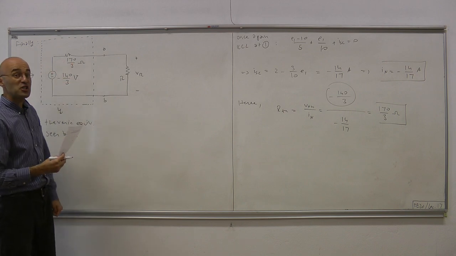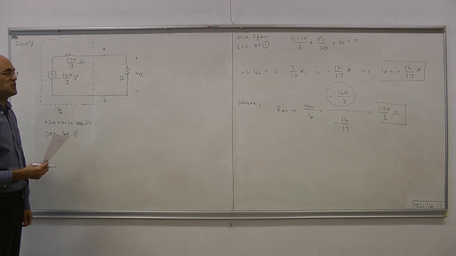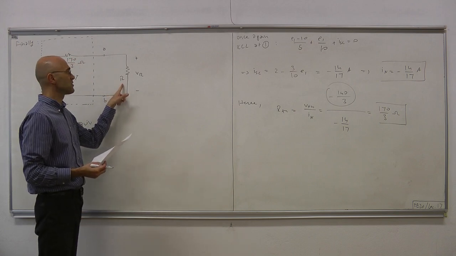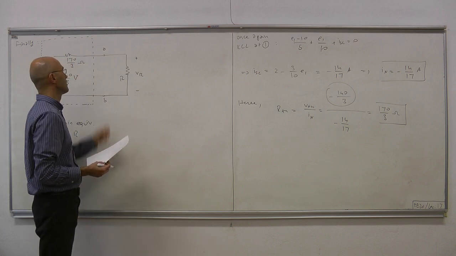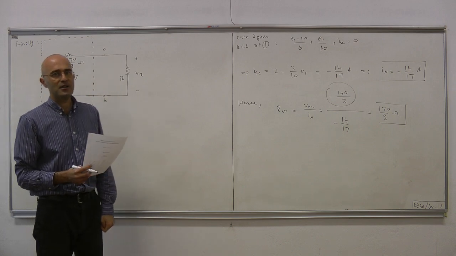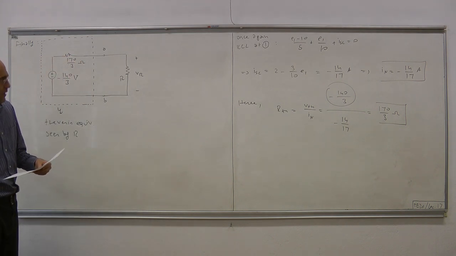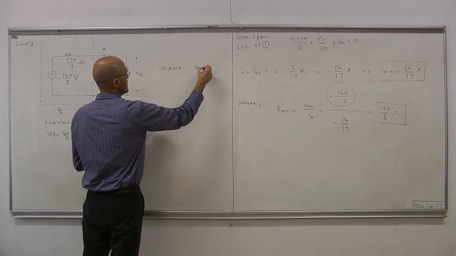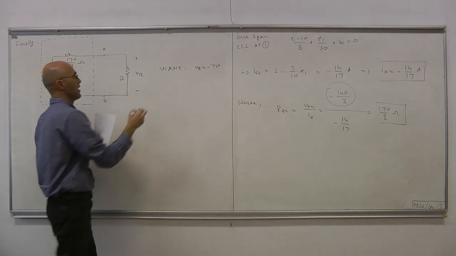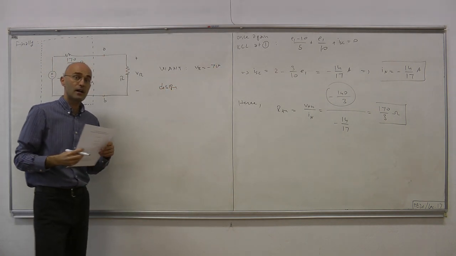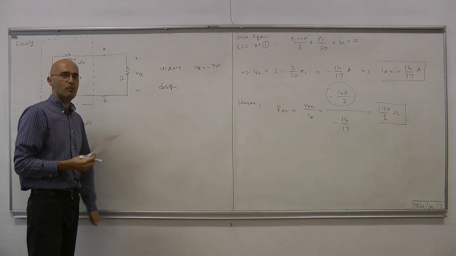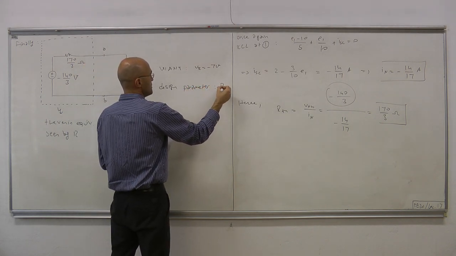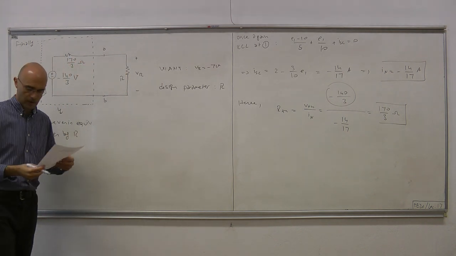And now with this much simpler circuit than the original one, we can easily tackle the last part of the problem, which was to choose R, the resistance, so that this voltage appearing across terminals A and B equals minus 7 volts. So what we want is VR equals minus 7 volts. We will achieve that goal by choosing a proper value for the resistance. The design parameter, therefore, is the resistance R.